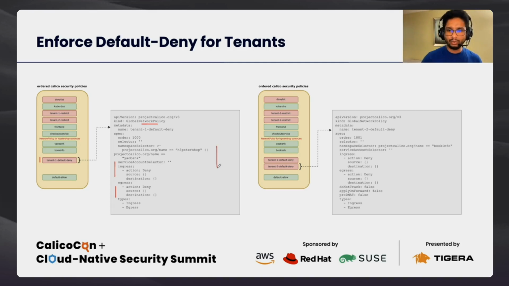Similarly, we have a tenant 2 default deny, very similar logic. It's a global network policy. We've matched the namespaces using a namespace selector. In this case, it's just the bookinfo namespace, and all ingress and egress traffic is denied.